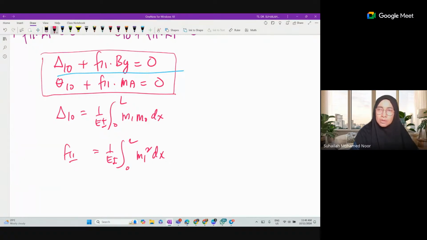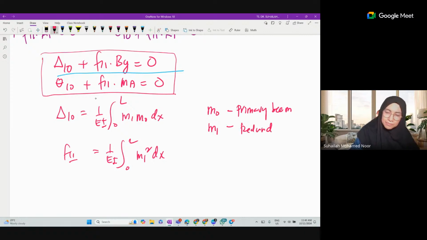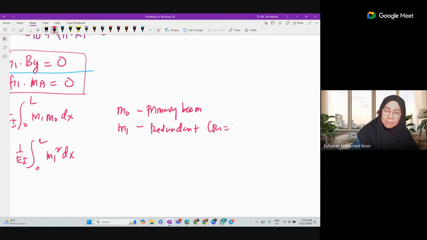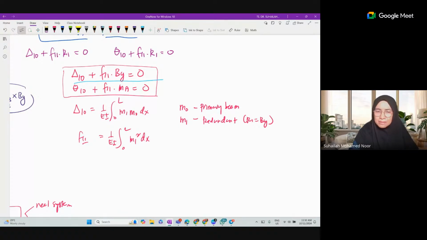So inside this, there are two moment equations, M1 and M0. M0 is always the label for the primary beam. And M1 is the redundant. Which redundant? We have already chosen the redundant earlier. R1 is equal to BY. So this is the redundant, BY applied.